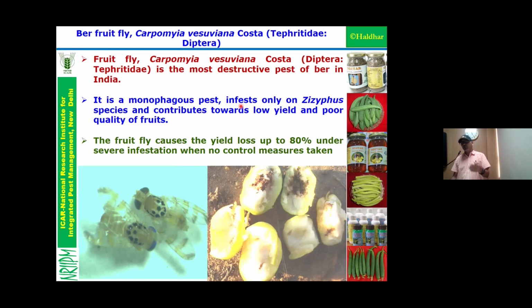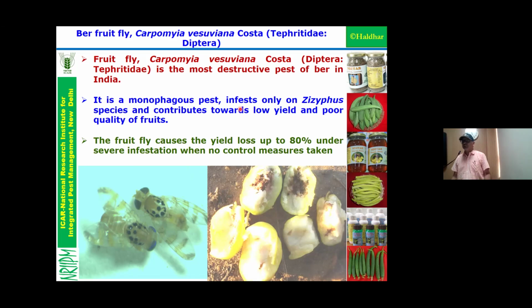In mechanism, tolerance is there, antibiosis is there, and antixenosis is there. The definition is different. The definition of tolerance, you should know, because many times the tolerance is wrongly used. Though the damage is there, the plant is able to give normal yield. Normal yield. Yes. That is the definition for tolerance.